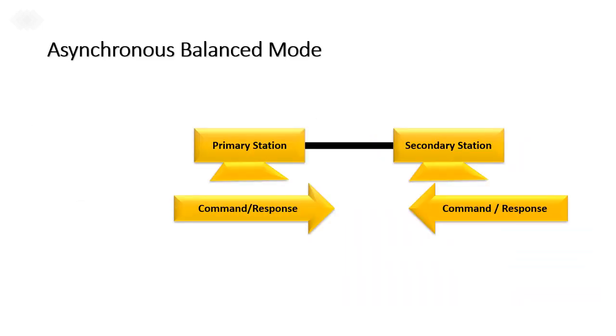Asynchronous balance mode. In this, two stations are available, primary station and secondary station. The primary station can send the command as well as give the response to the command received, and the secondary station can also send the command as well as give the response to the request received.